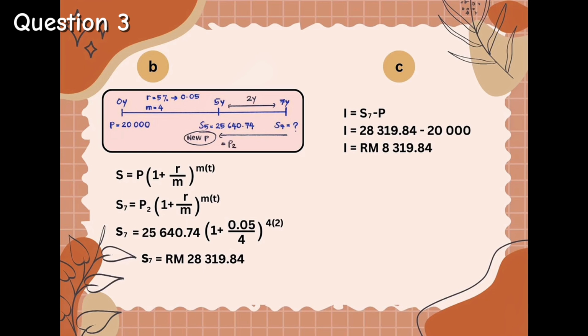For 3C, we need to find the total interest in 7 years. So we will use the formula interest equals S minus P. Then you will get the answer.